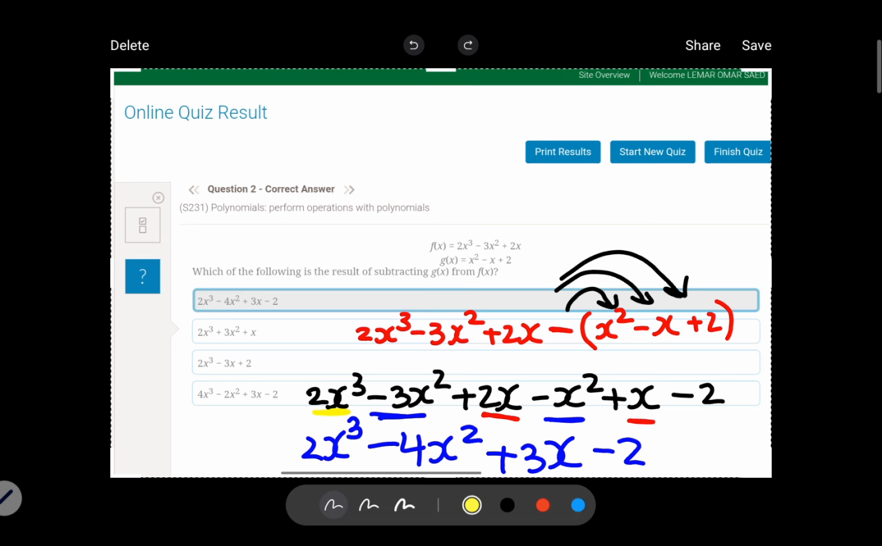Notice how all of them are in order. Not all the time they will be in order. Here we have 1. Not all the time we have them in order, so just always make sure they're in order. So this is the answer.